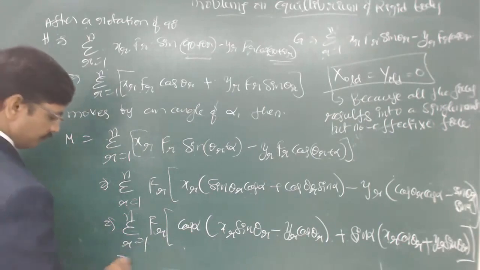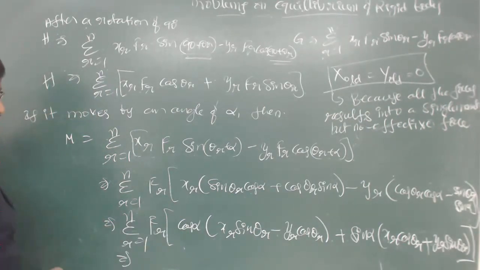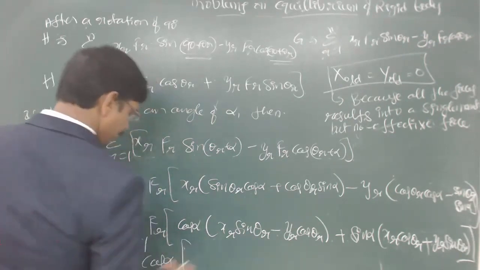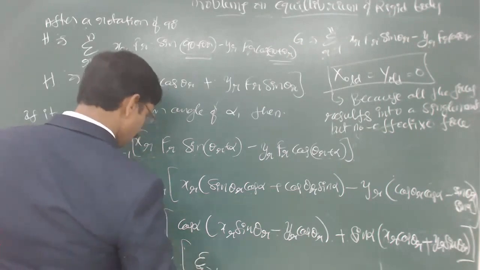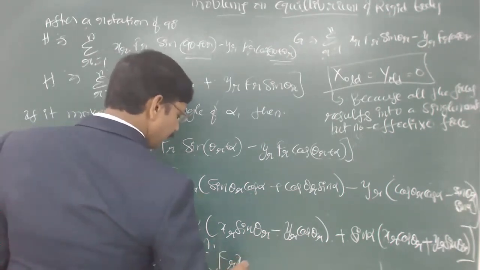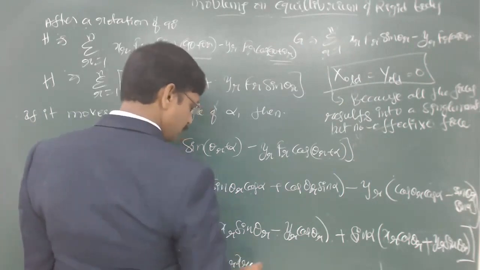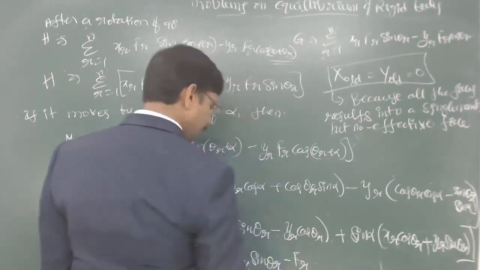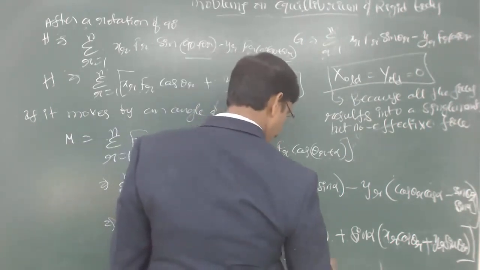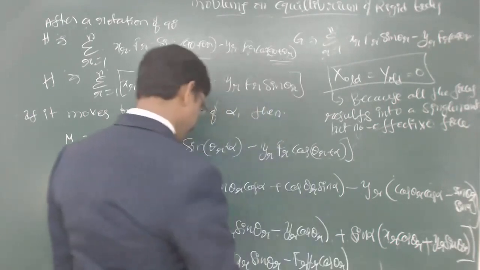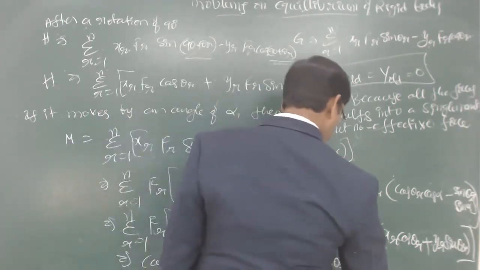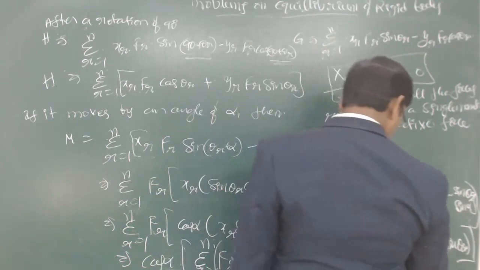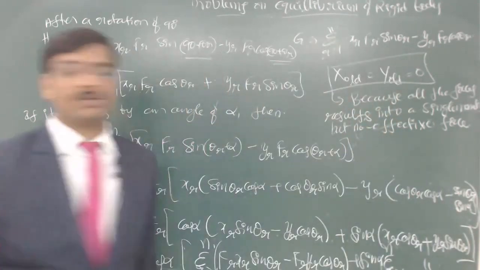Now this cos alpha is anyway constant, you can take it out. Cos alpha into the sum over r from 1 to n of Fr xr sin theta r minus Fr yr cos theta r, plus sin alpha into the sum over r from 1 to n. So you can put this down. First you note down this, we are going to arrange and rewrite it.